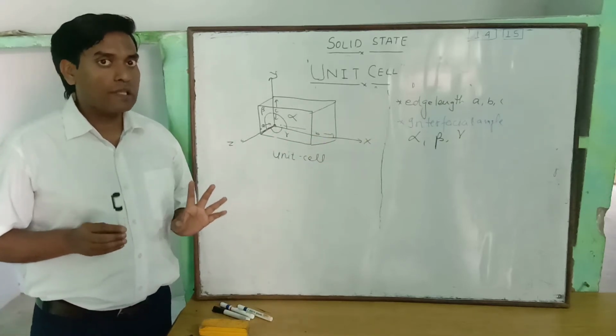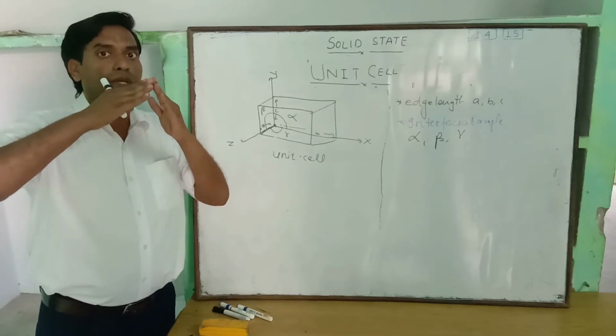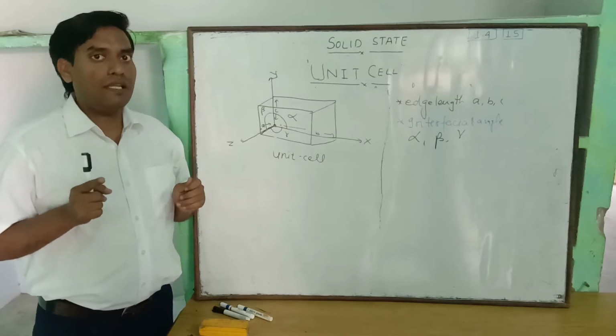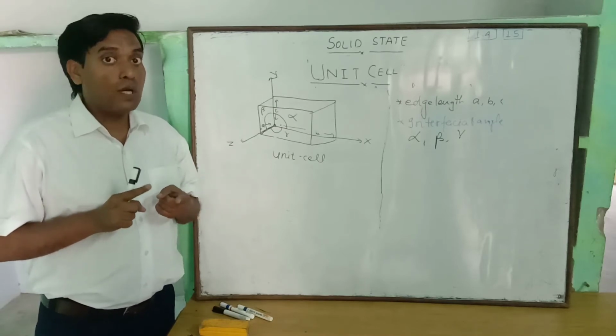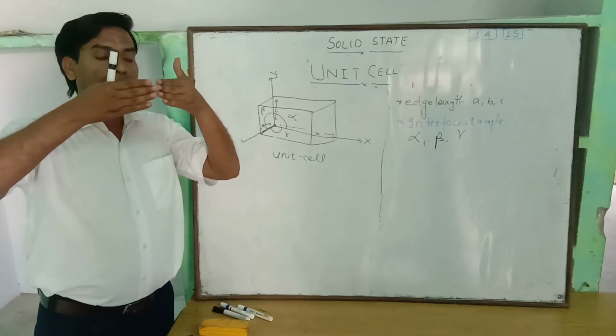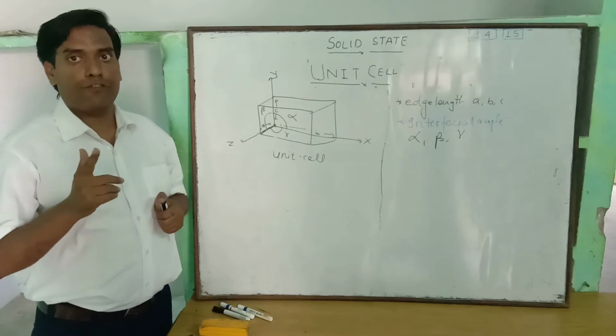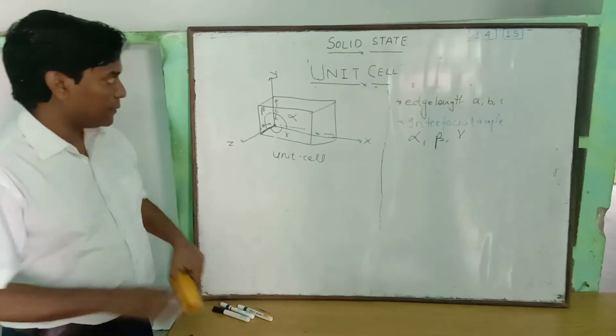Do you know what the interfacial angle is? I am saying the angle where two faces meet is known as the interfacial angle. In the room in which you are sitting, when you see where two walls meet, then the angle is what? 90 degrees. We can say the interfacial angle is 90 degrees. Clear?